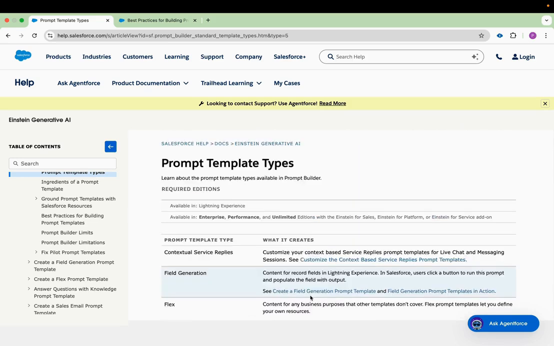So these are some of the common prompt template types which are available in the prompt builder, and each template type is designed to keep your content structured, relevant, and aligned with your goals. So selecting the relevant type of prompt helps you craft more focused and actionable requests. So that's all for this video, and in the next video we will explore more about each template type.